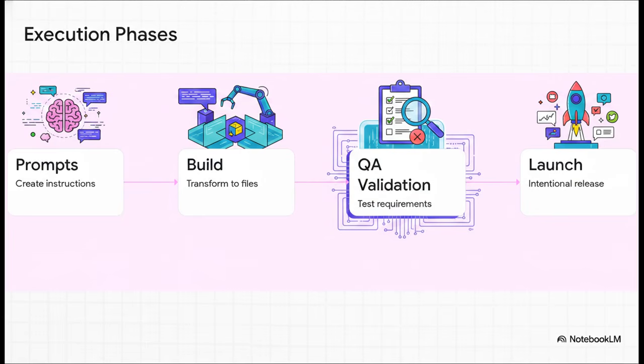Next is QA validation. This is absolutely critical because we all know large language models love to confidently hallucinate. You have to rigorously test the product against the requirements you wrote earlier to ensure it actually works. And lastly, the launch phase, executing intentional release steps to get your product out into the world.